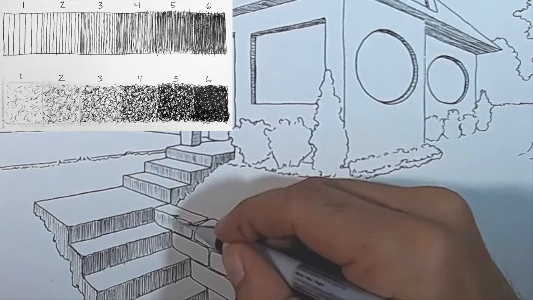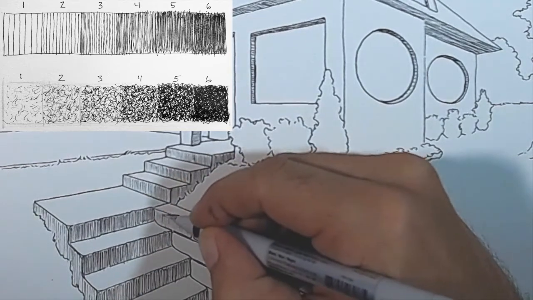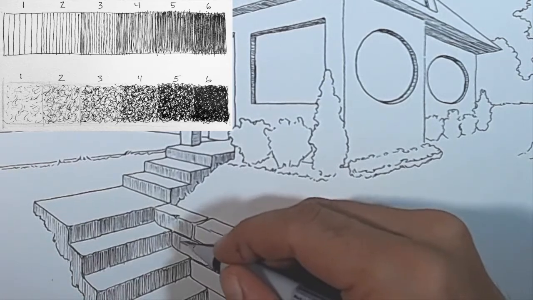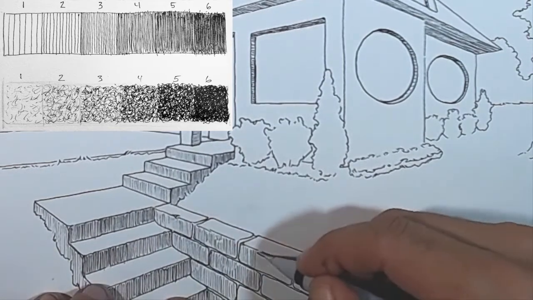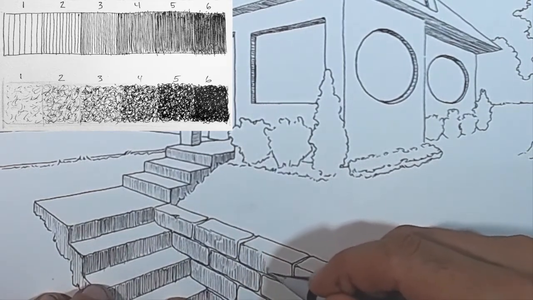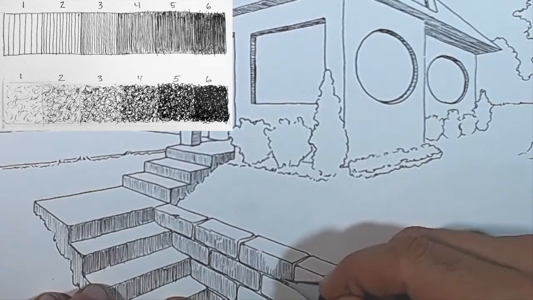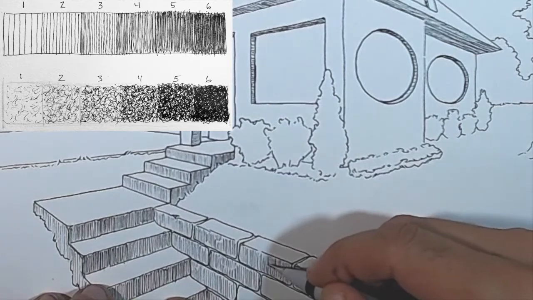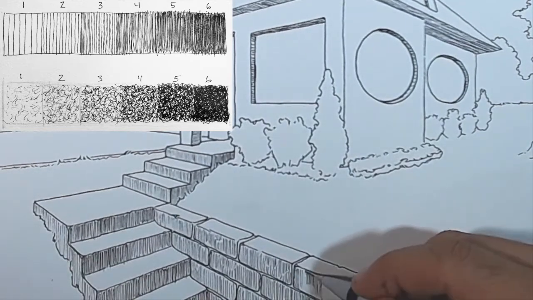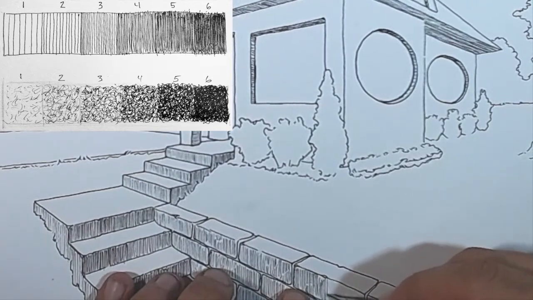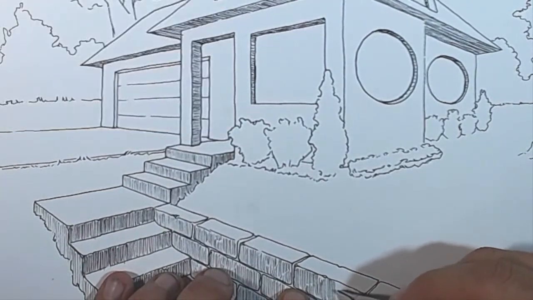Now the retaining wall should have the same value arrangement as the stairs so far. So the top will stay lighter, and the vertical planes of the bricks, of the stones, will be probably a 3 right now. Value number 3 from our scale. We'll leave the top of the retaining wall white for now.